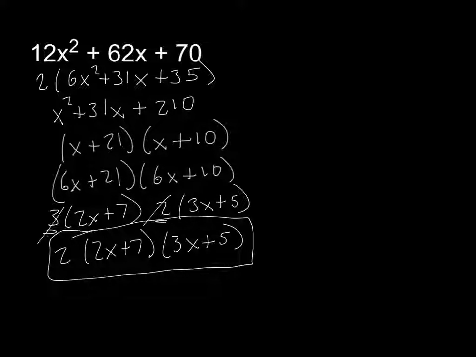If you do 2x times 3x, you're going to get 6x squared. 2x times 5 is 10x. 3 times 7 is 21. So that 10x and 21 is going to give you that 31x, and 7 times 5 gives you the 35. Multiply all that by 2, and you'll end up with the original quadratic there.